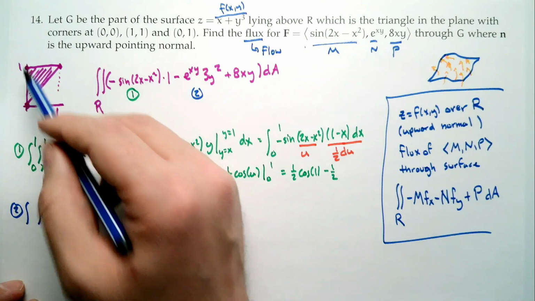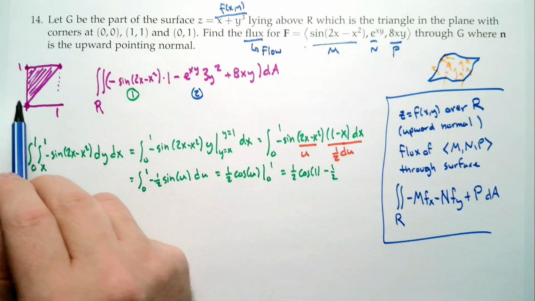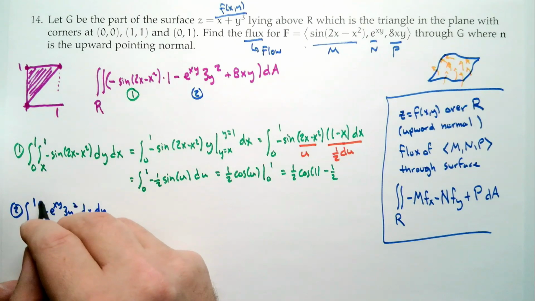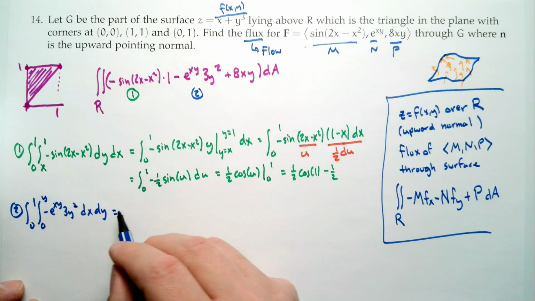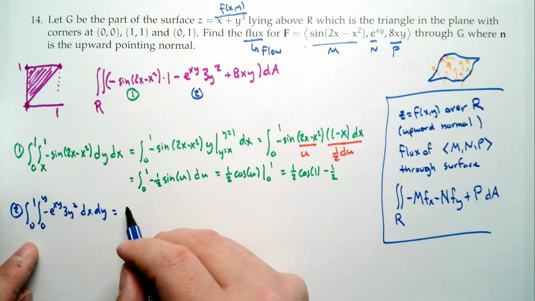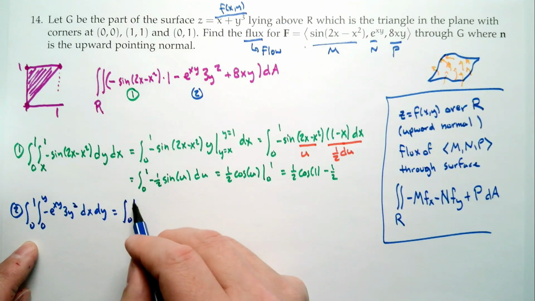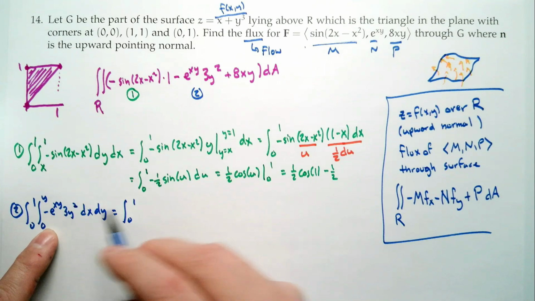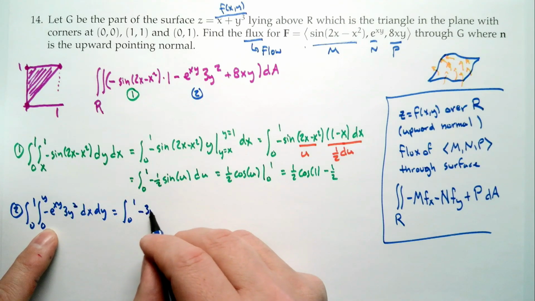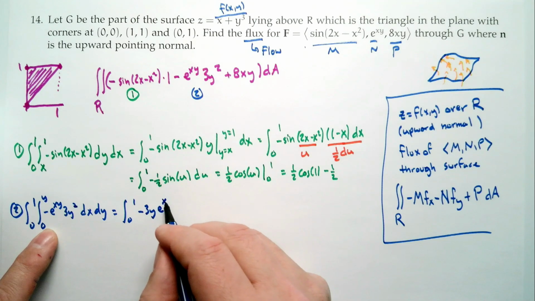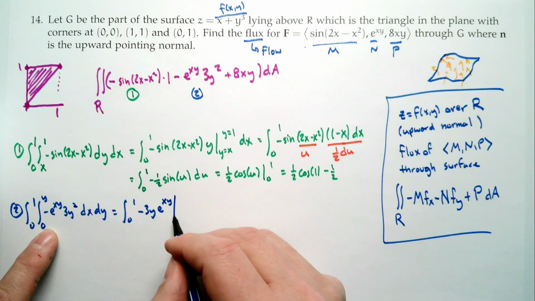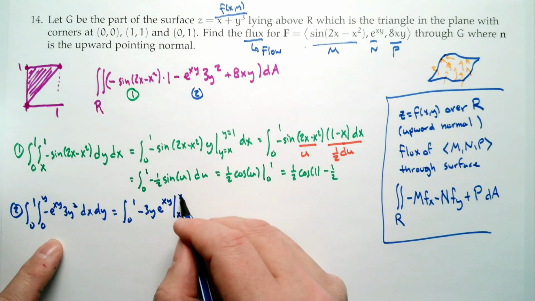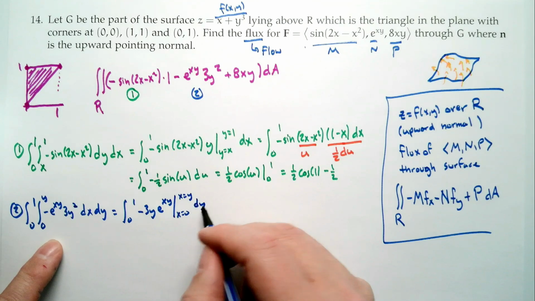y goes from 0 to 1, and then x goes from 0 out to x equals y, so 0 to y. So this becomes, if we integrate, the integral from 0 to 1. And here, integrating with respect to x, we're going to have to divide by a y. So we're going to get minus 3y e to the power xy, and then we're going to evaluate from x equals 0 to x equals y, dy.